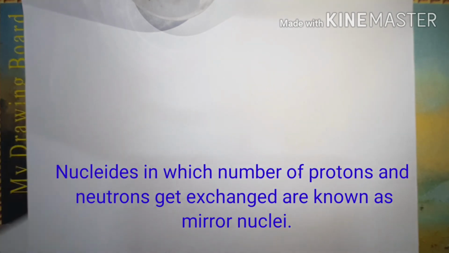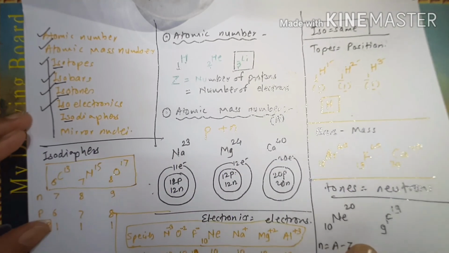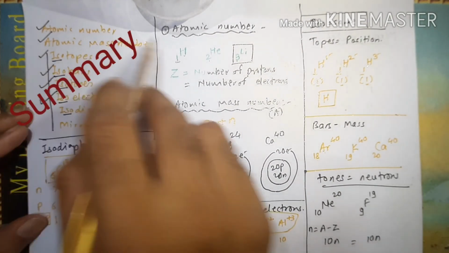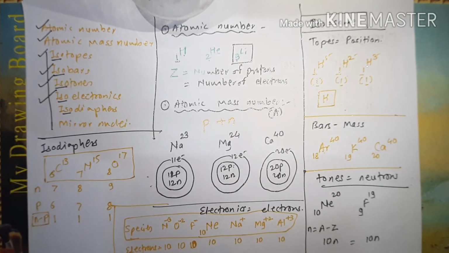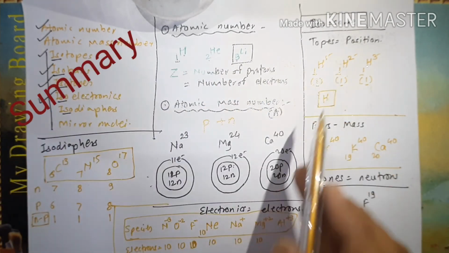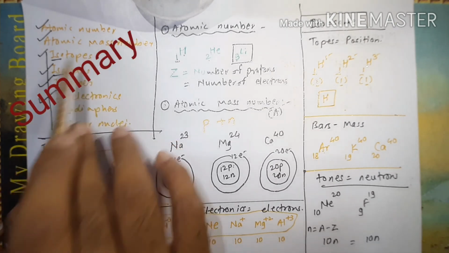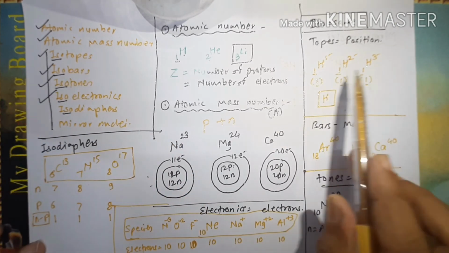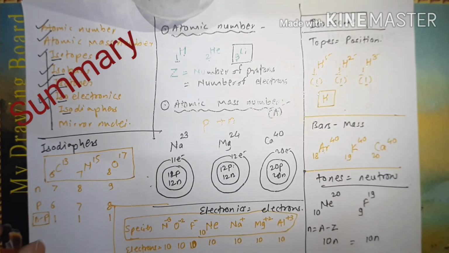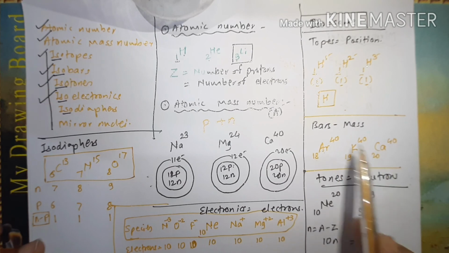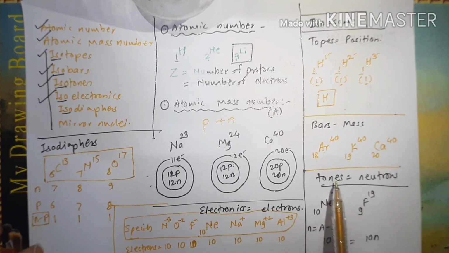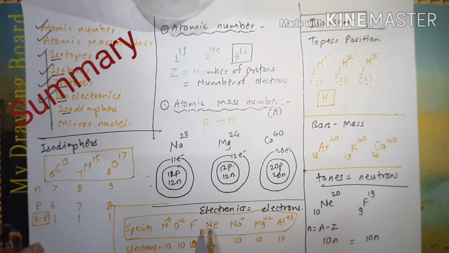So the things are very easy. Let's recap briefly. Atomic number is the total number of protons in the nucleus. Atomic mass number is the sum of protons and neutrons. Isotopes are atoms of the same element having the same atomic number but different mass number. Isobars are atoms of different elements with different atomic number but the same mass number. Isotones consist of the same number of neutrons.